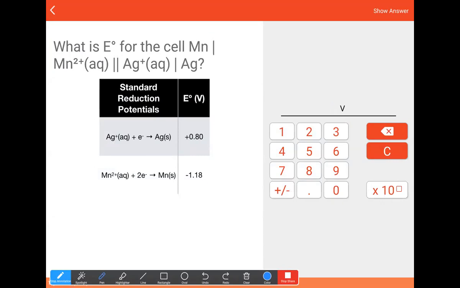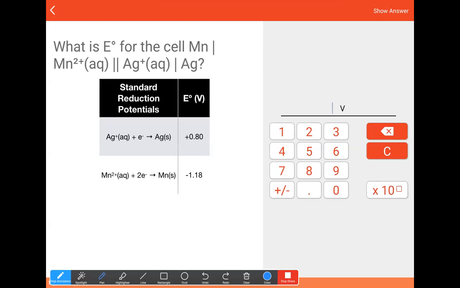All right, this is a great question. It's got two parts. So one is this notation that we have to figure out for what is going on in this reaction, and then we have to solve for the E naught or the E cell for the reaction at standard conditions.